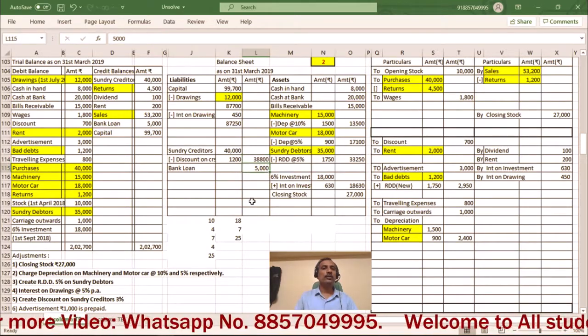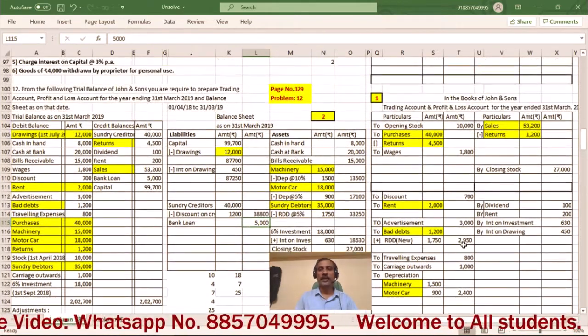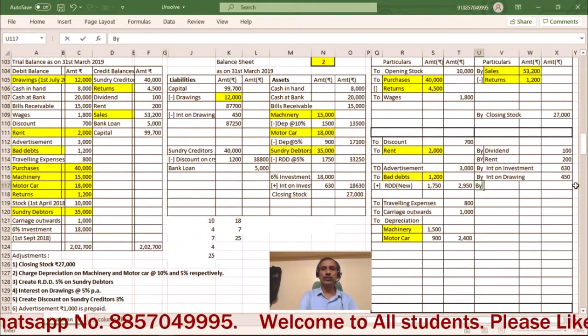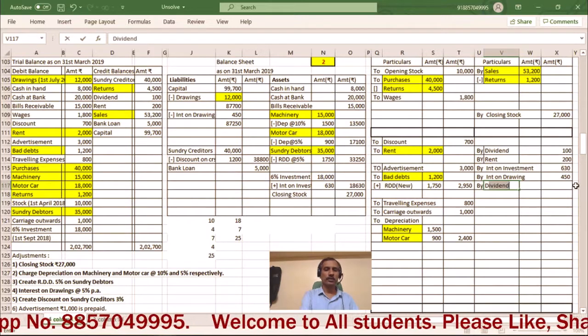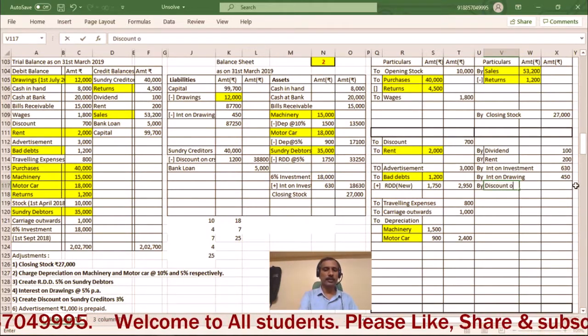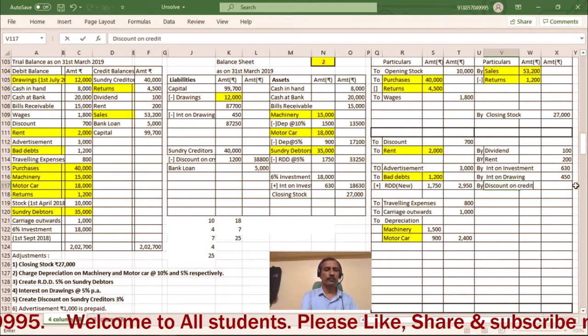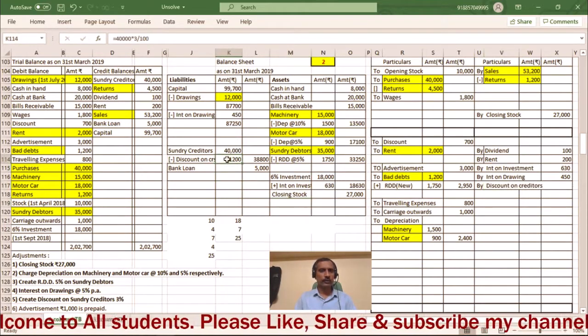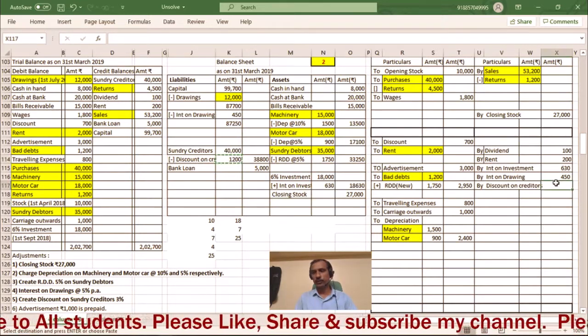Now this discount on creditors is our income. When liability decreases, at that time our income increases. So we have to show it on the credit side by the name discount on creditors. So what is the amount? Discount on creditors 1,200. So here you can show this balance.